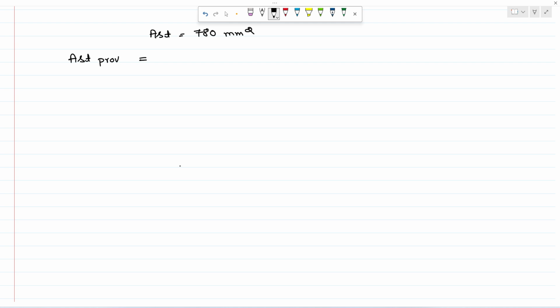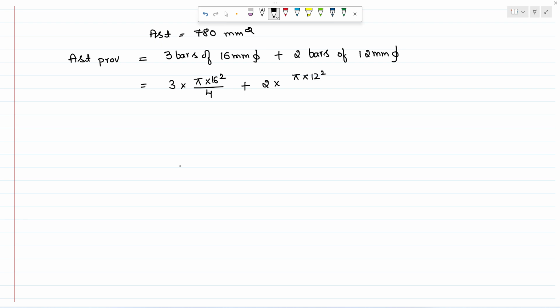In 2 layers. So first layer, 3 bars of 16 mm dia. In the second layer, 2 bars of 12 mm dia. So 3 bars of 16 mm. So area of 1 16 mm dia bar is pi into 16 square divided by 4, plus here 2 into pi into 12 square divided by 4.